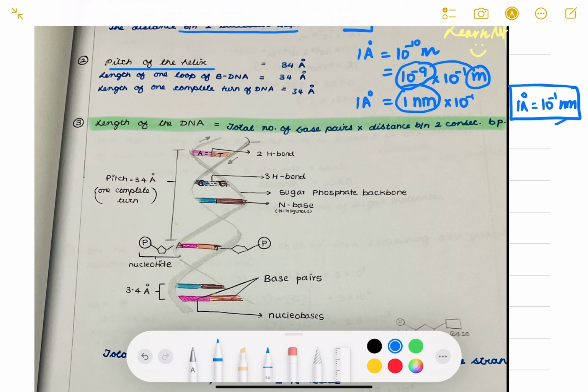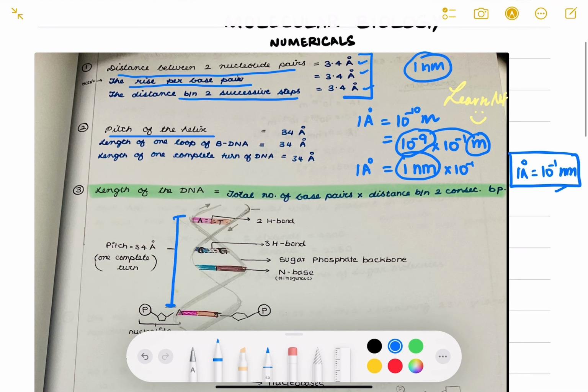The next idea is the pitch of the helix. One complete turn is called the pitch. As you can see in this diagram from the NCERT, this is your pitch. So one complete turn is your pitch, which is 34 angstrom.